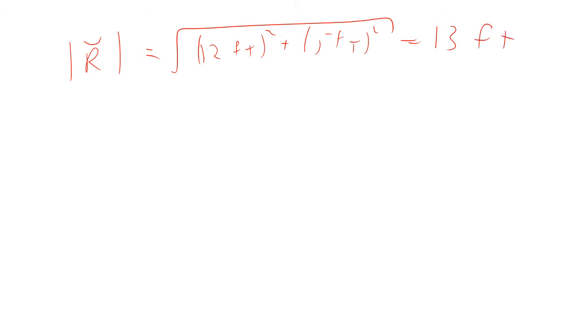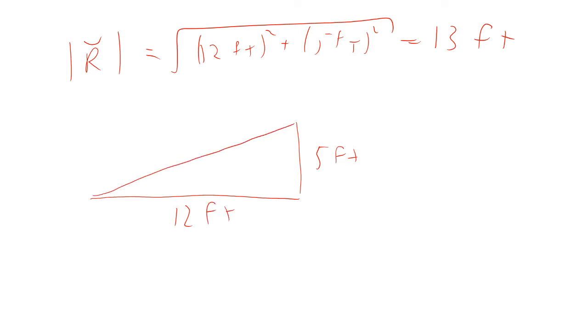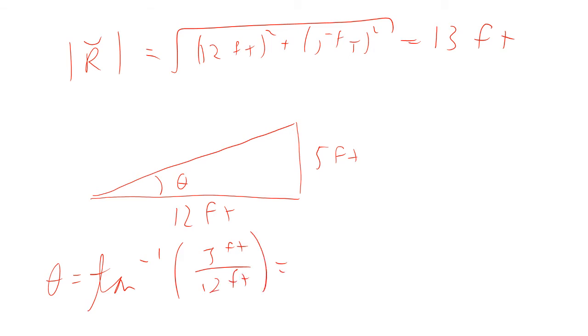Now, what direction is it? This is 5 feet. That's 12 feet. So what direction is that? We need to know that angle. Well, we can find the angle pretty straightforwardly. The angle would be the inverse tangent of 5 feet over 12 feet. So we take the inverse tangent of that.